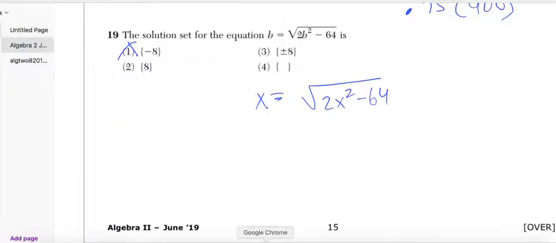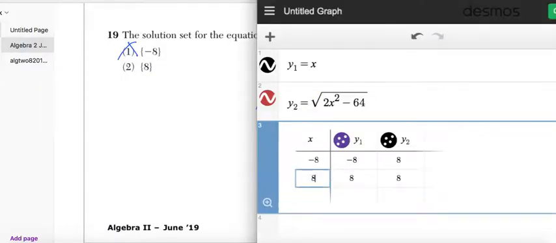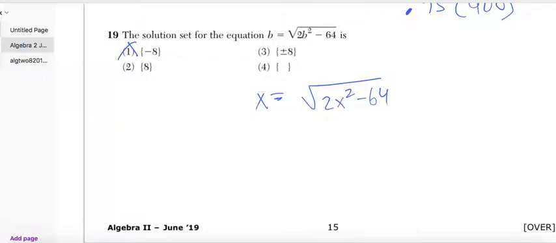All right. Choice 2, positive 8, is a possibility. This says plus and minus 8, because negative 8 didn't work. And it's not the empty set, because x equals 8 worked. So b equals 8 is our solution.